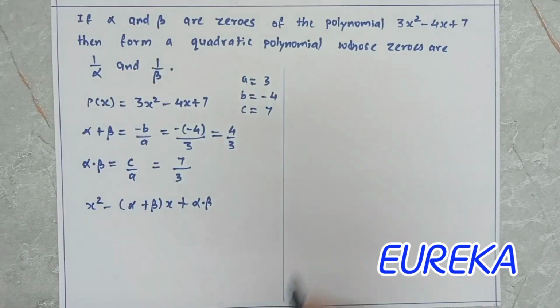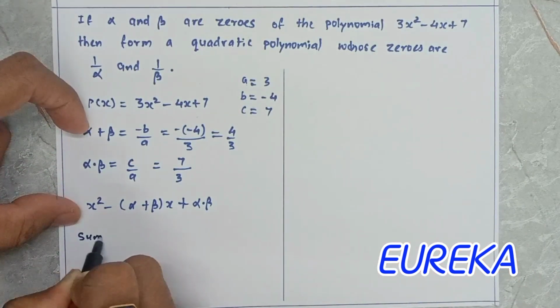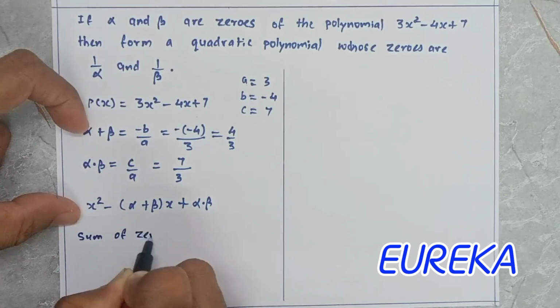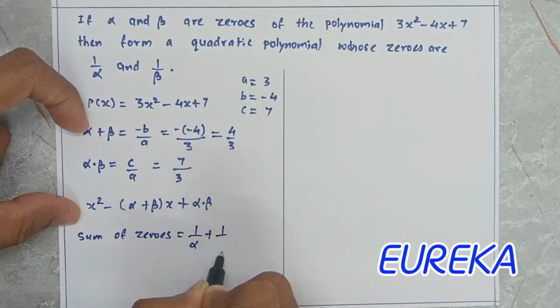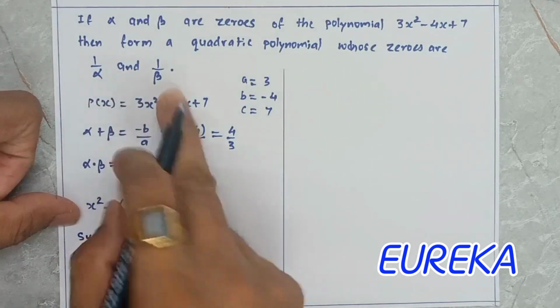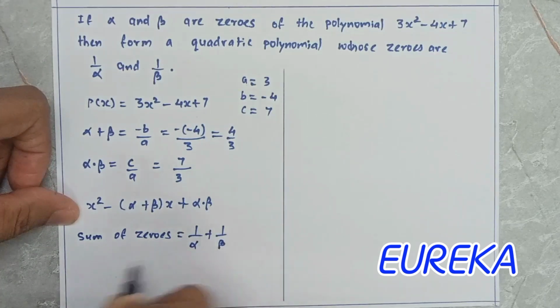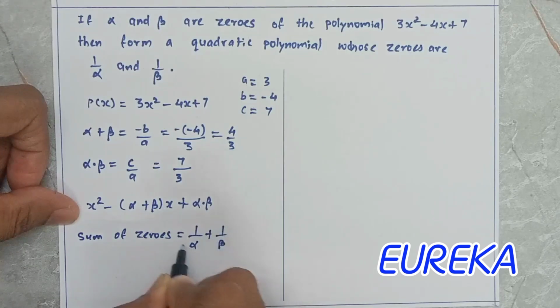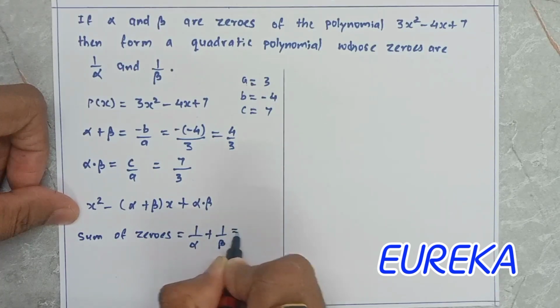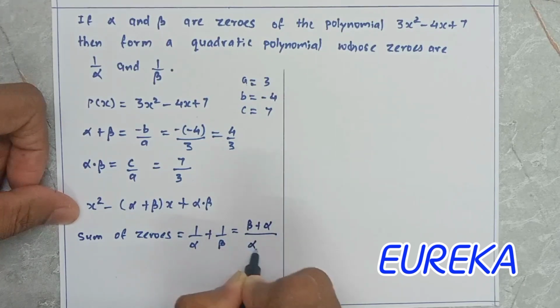So first we need to find the sum of zeros for the new polynomial. Sum of zeros for the new polynomial will be 1 upon alpha plus 1 upon beta. Why? Because 1 upon alpha and 1 upon beta are the zeros. Now we will not stop here, we will do the cross multiplication. If we do cross multiplication, what will we get here? This beta will multiply with 1, alpha will multiply with this 1, and in the denominator they will multiply with each other. So we will get beta plus alpha upon alpha into beta.